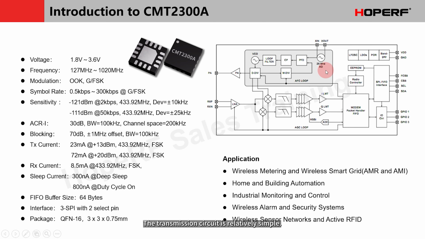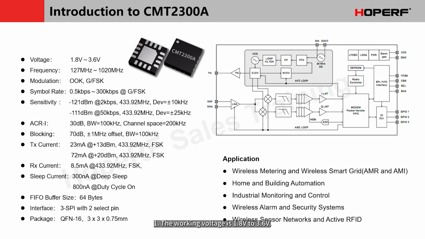The transmission circuit is relatively simple. It directly frequency divides through the VCO, and then drives the PA module to send out the signal. It is a low-cost, high-cost performance transceiver solution. The basic features are listed on the left.